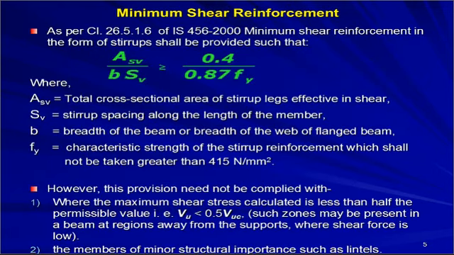Let's see now what IS code prescribes about minimum shear reinforcement. As per clause 26.5.1.6, the minimum shear reinforcement in the form of stirrups shall be provided such that, so this is the equation given by IS code: ASV divided by B into SV shall be greater than or equal to 0.4 divided by 0.87 into Fy. Now let's try to understand the different terms in this equation. What is ASV? ASV is the total cross-sectional area of stirrup legs effective in shear. Now here we have 2 leg, 3 leg or 4 leg stirrups.